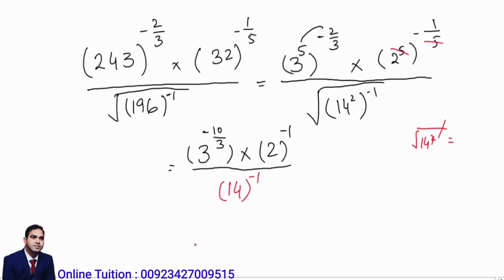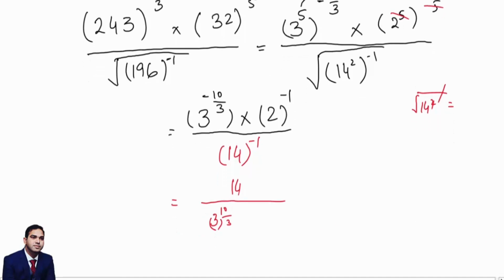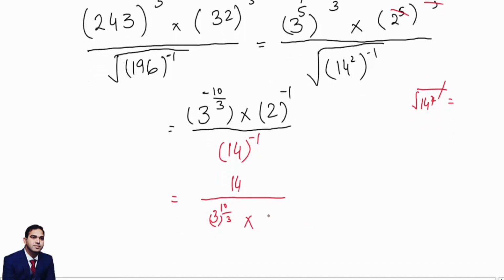Now what to do? Change the place of numerator and denominator to make the power positive. So this 14 will shift as a numerator, and this 3 to the power negative 10 over 3 will shift as denominator, and its power will be positive. Clear? Now, similarly, the case with 2.